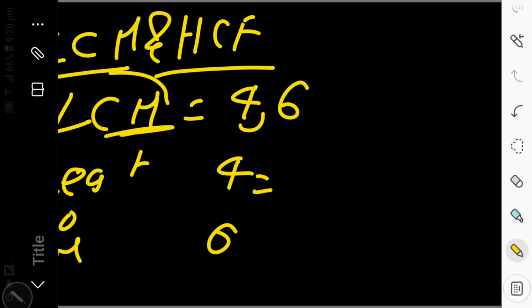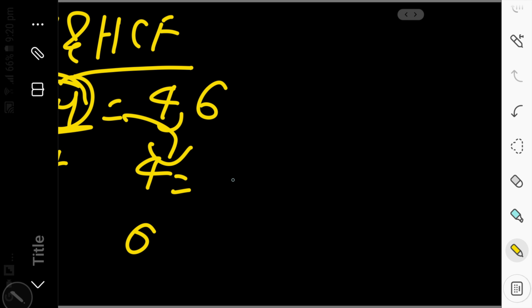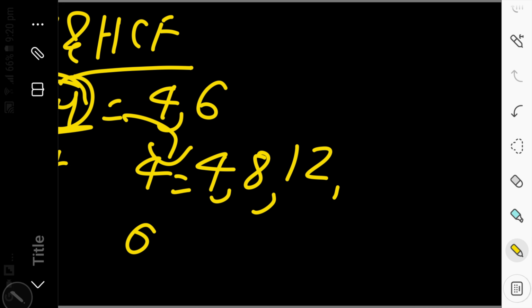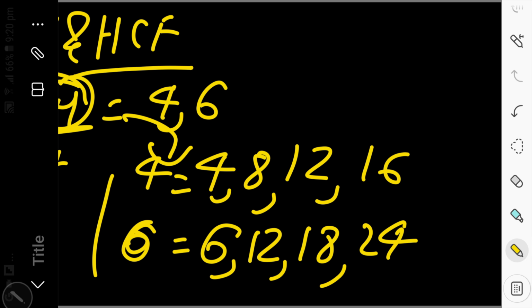Let's first list the multiples of 4. 4 1s are 4, 4 2s are 8, 4 3s are 12, 4 4s are 16. Now 6 1s are 6, 6 2s are 12, 6 3s are 18, 6 4s are 24. Okay, you have written some of the multiplication table of both. Now you need to find which number matches, and which of those is the least, the smallest.